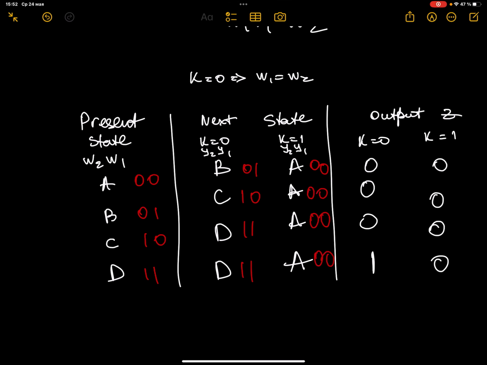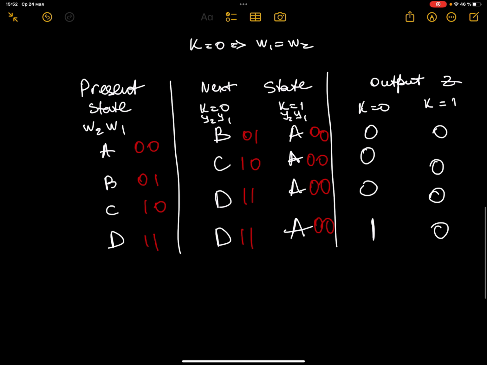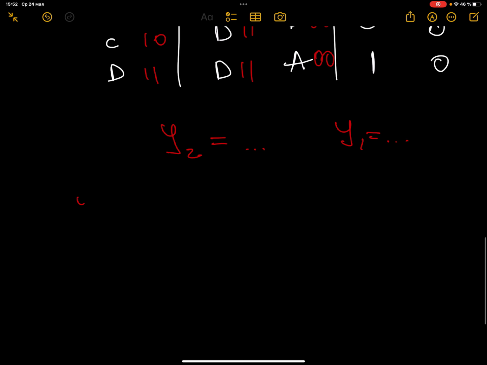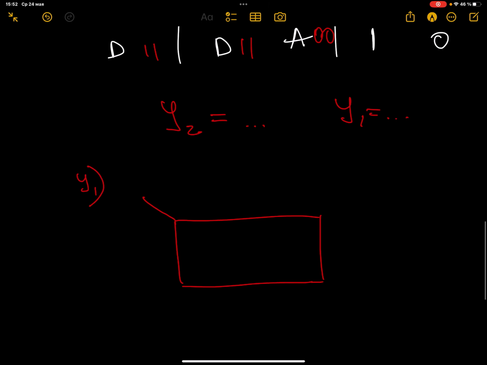So now your task is to use a K-map, Karnaugh map, and find the expression for W2, W1, which are the next states. Now we'll use K-map. So let's see firstly Y1, big Y1. So we have how many inputs? 3 inputs, right? W2, W1, and K. K is also important.